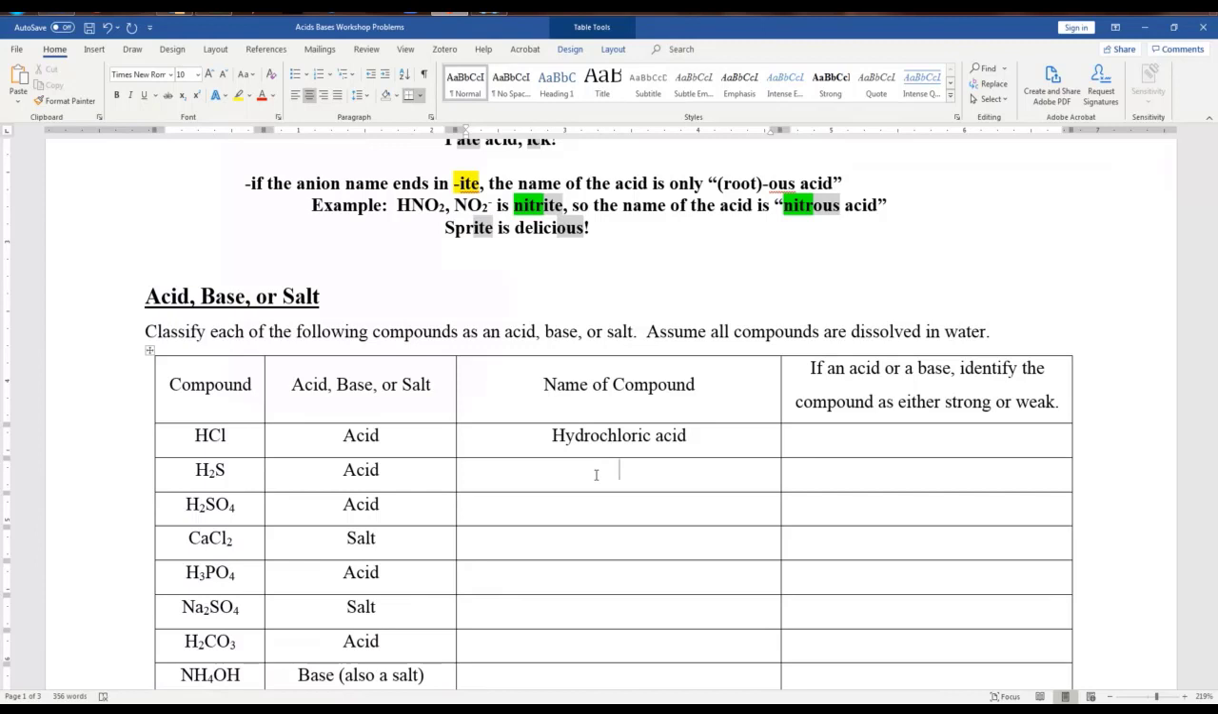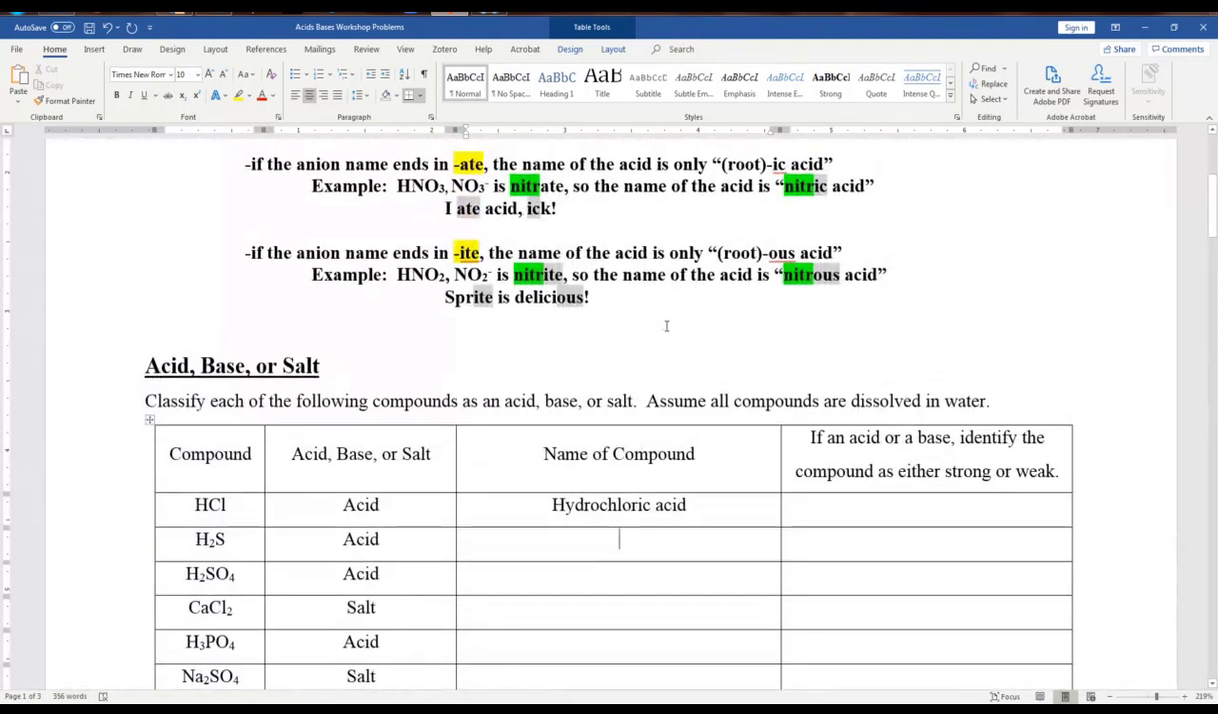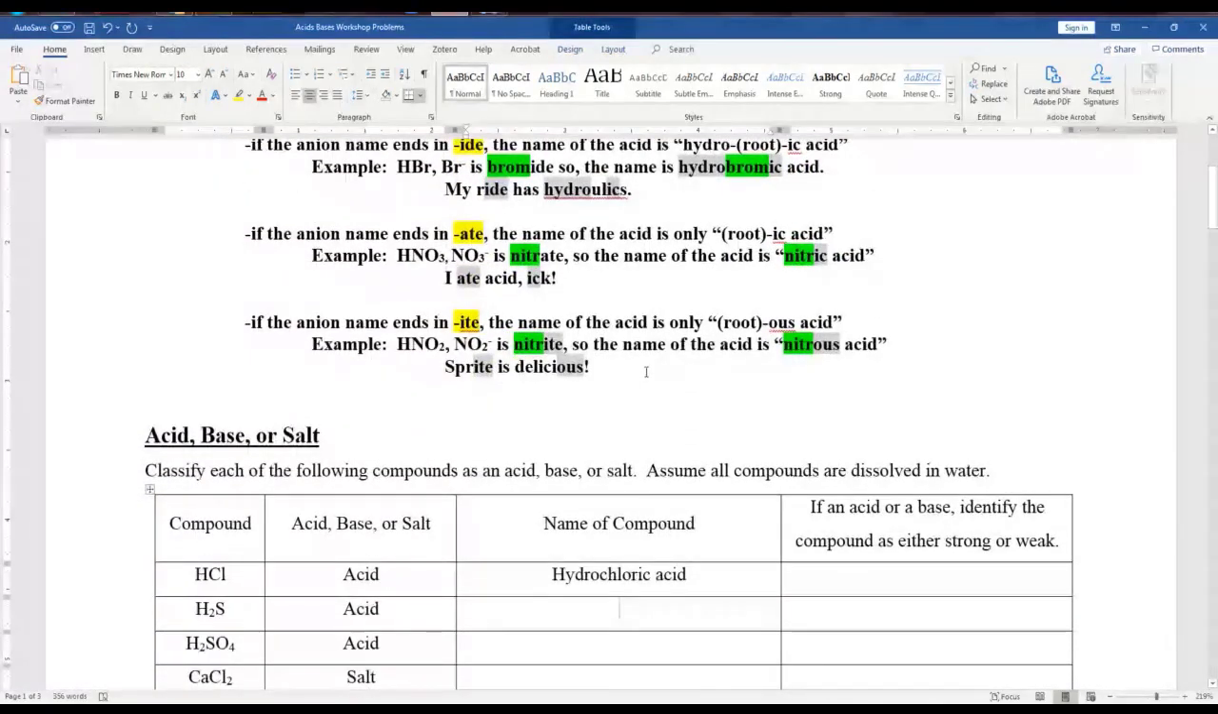Sulfide. Sulfide becomes hydrosulfide. Not hydrosulfide, remember, my ride has hydraulics, so it's sulfide becomes hydro.